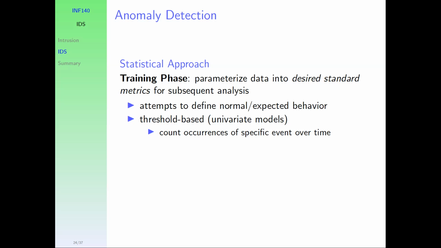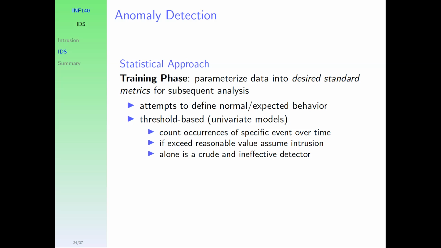Basically, they will count the occurrence of a specific event over time. If that event exceeds a reasonable pre-assumed value, then it's assumed to be intrusion behavior. In most of these cases, they use a univariate model, like in the beginning. For each of these events, they are assigned one single parameter, one single value. And it's not comprehensive, so in the beginning, it's not very effective either.